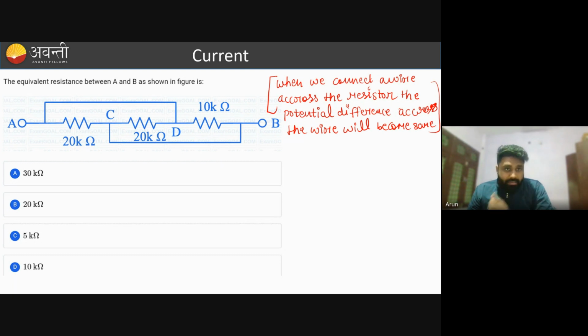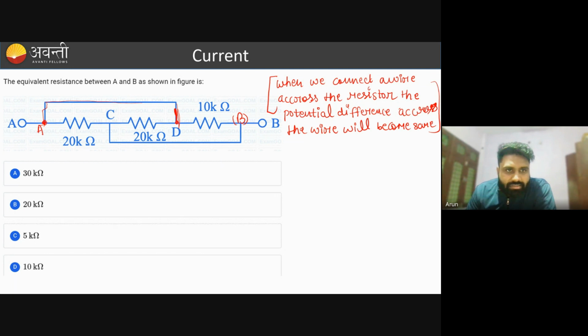Now, in this question, we can simply remove the end A from here and put A here. No problem in that. Similarly, we can do it for B. So this is A and B. Now we have connected this wire with this also. So whatever potential we have at A, the same potential we will have at D. So the potential VA and VD will become the same.